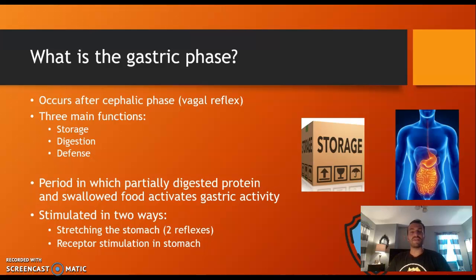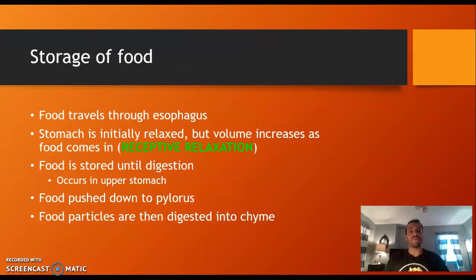Basically, the gastric phase is the period in which partially digested protein and swallowed food activate gastric activity in order to break them down. It is stimulated in two ways. There is a stretching of the stomach, which results in two different reflexes, which I'll get into later. And there is also receptor stimulation in the stomach, which releases chemicals that we need to break down certain proteins and chemicals. So let's get into the storage of food.